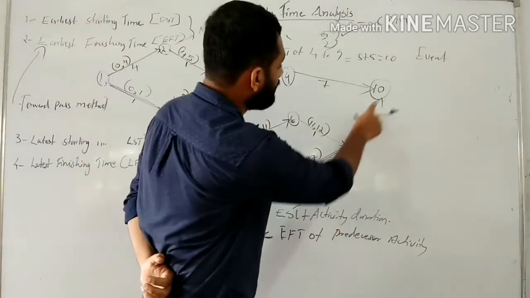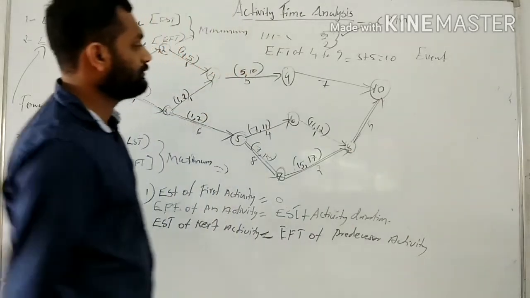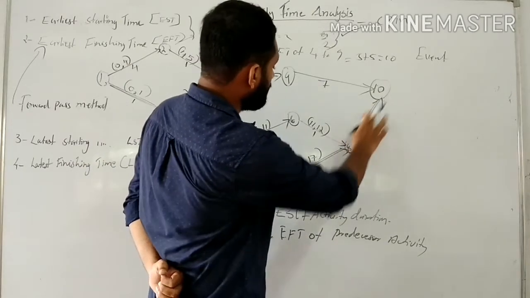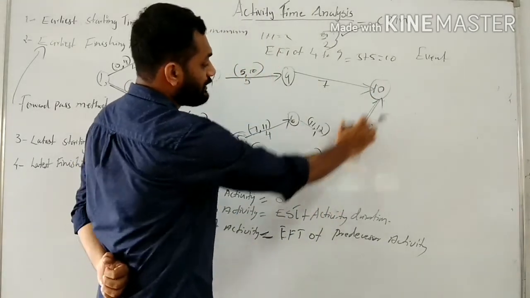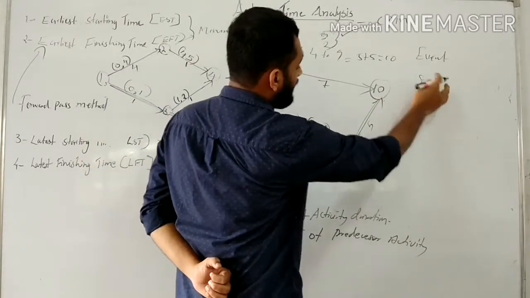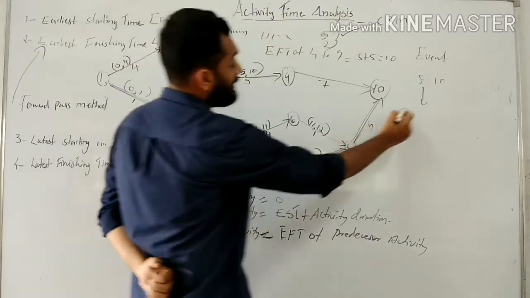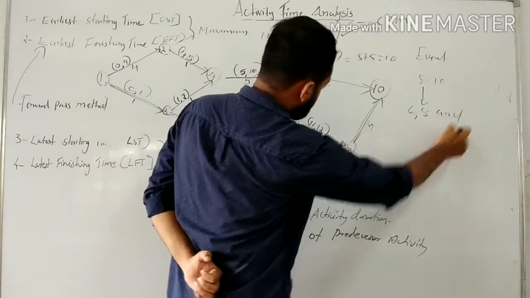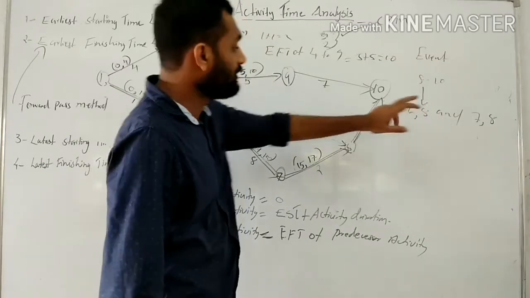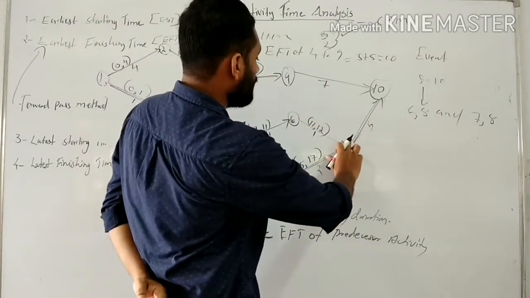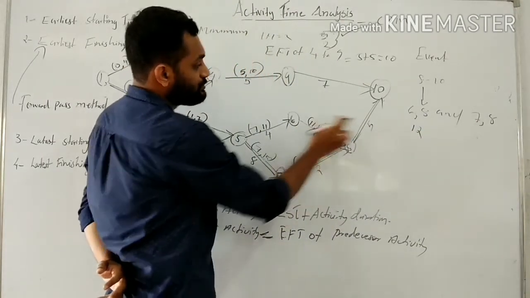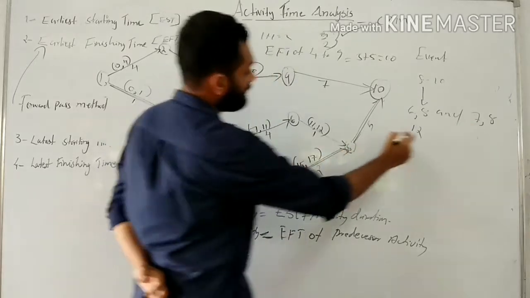Then for the activity 8 to 10, we know there are two predecessor activities for 8 to 10. What are the predecessor activities of 8 to 10? The two predecessor activities of 8 to 10 are 6 to 8 and 7 to 8. So the EFT of 6 to 8 is 12 and the EFT of 7 to 8 is 17.